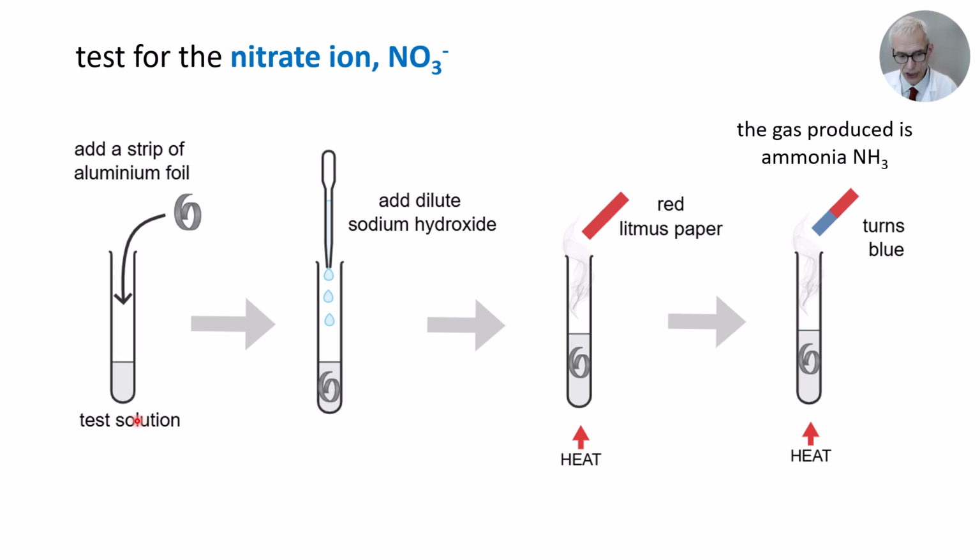So the test solution contained nitrate, you've added aluminium foil, dilute sodium hydroxide, warmed it, held damp red litmus to the mouth, and it turns blue. Your conclusion, the test solution contained the nitrate ion.